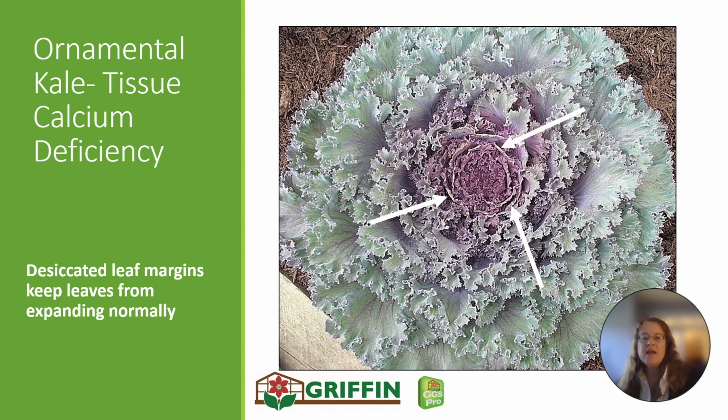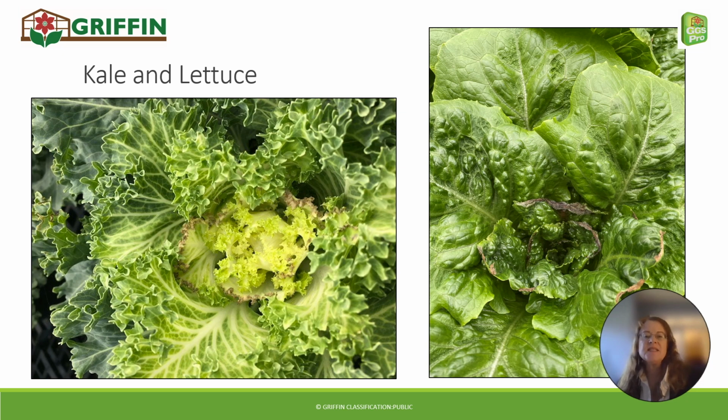So ornamental kale is very subject to calcium deficiency, and it shows up as these desiccated leaf margins. The tissue at the edge dies from lack of calcium. It doesn't expand, and it sometimes keeps the rest of the plant from expanding normally as well. In kale and lettuce, we see that same effect here. Tip burn near the center of the plant, the newly unfolding tissue, is where calcium deficiency typically shows up.